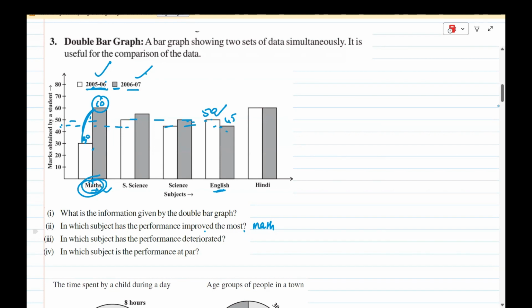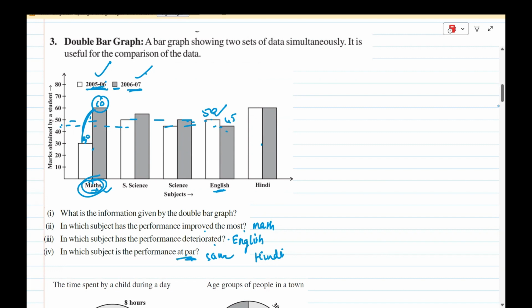In which subject has the performance deteriorated? As I said, it is English. In English, he has reduced his marks compared to 2005-6 to 6 and 7. In which subject is the performance at par? At par means same to same. So it is Hindi. In Hindi, his marks are constant, not changing.